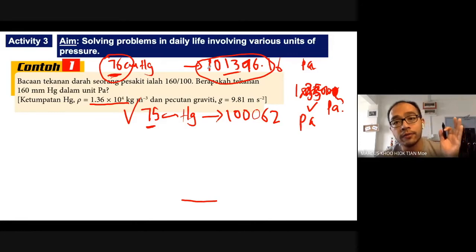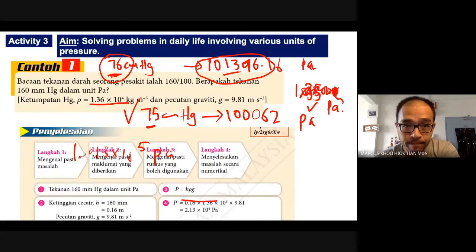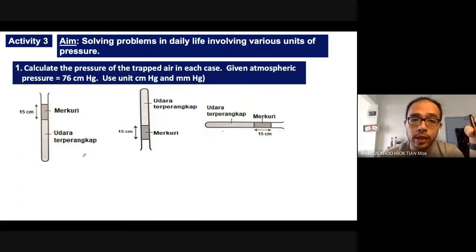But generally if you're not given the value, you should know that it should be 76 centimeter mercury, and then when you convert it, it becomes 101,000 beginilah. Okay, lebih kurang lah. But usually we write it as 1.013 times 10 to the power of 5 pascals. This is kind of the standard value, 1.013 times 10 to the power of 5 pascals. Okay. Now, let's take a look at this situation.